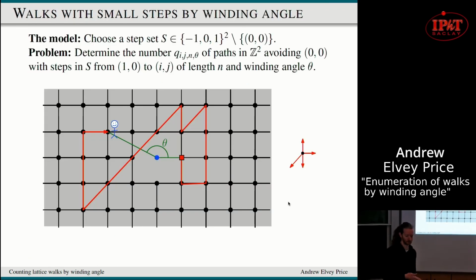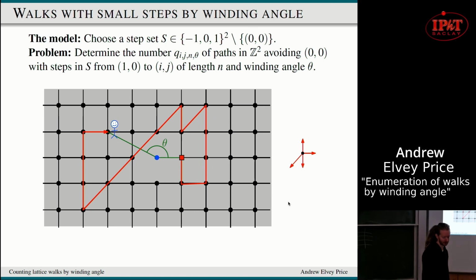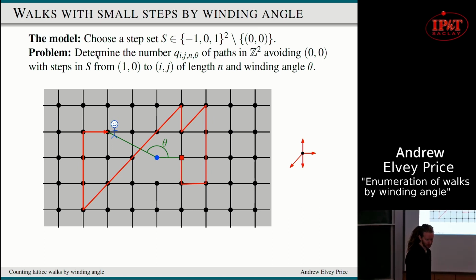Okay, so just to give precisely what the model is. We choose some step set, which is basically any set of nearest neighbor steps, so that is nearest neighbor and diagonal. So for example, this could be the step set. And we want to now determine the number of walks from (0,0) of each length, each endpoint and winding angle.